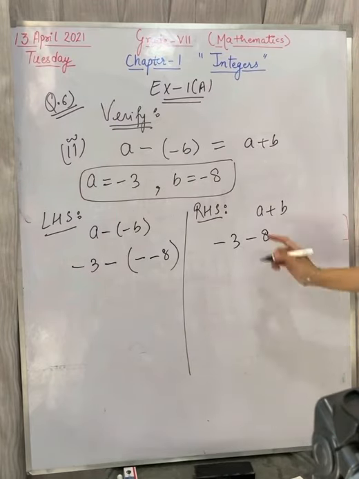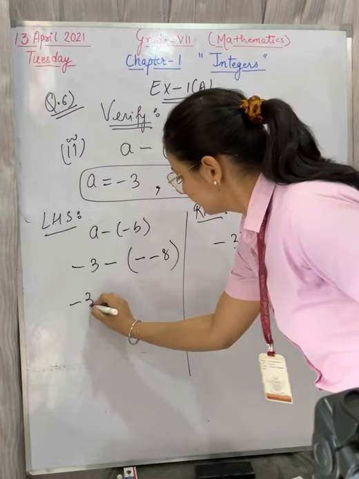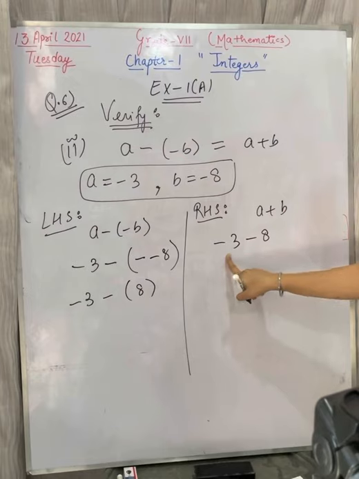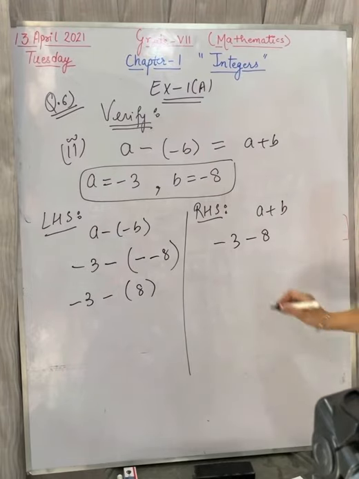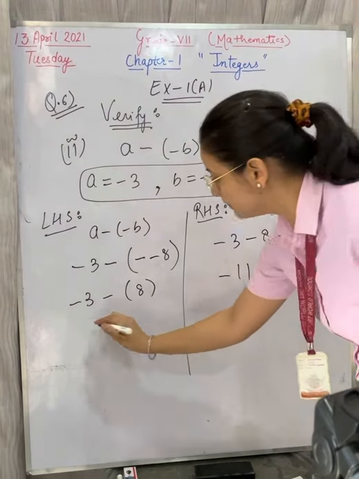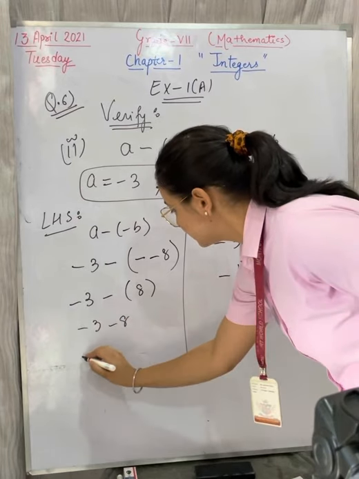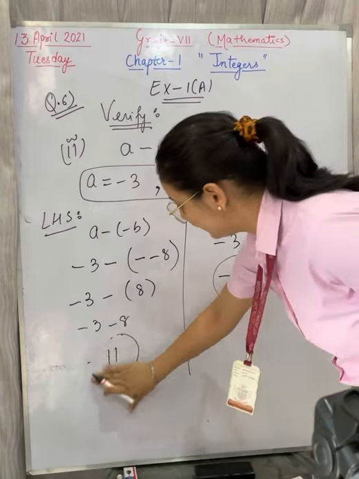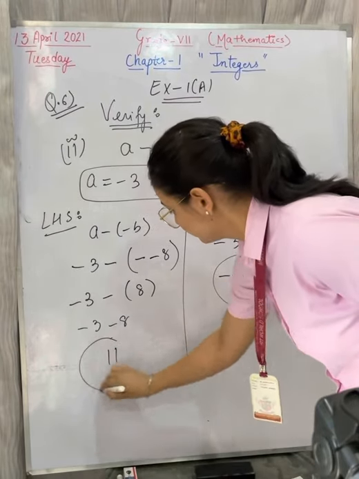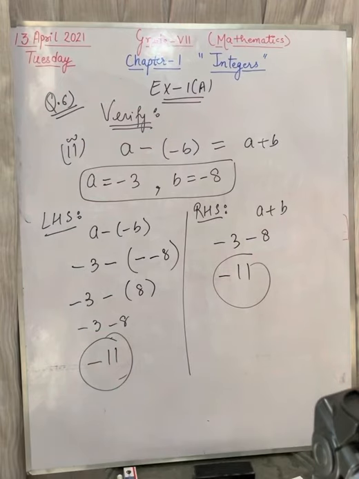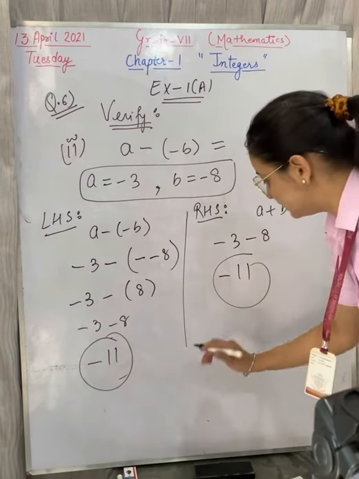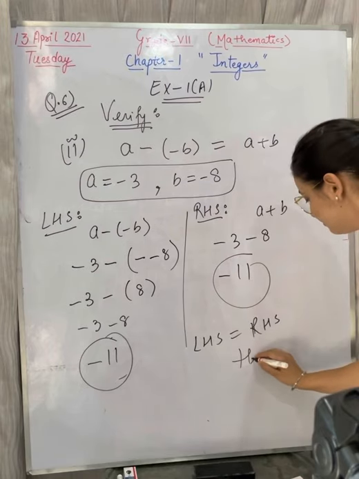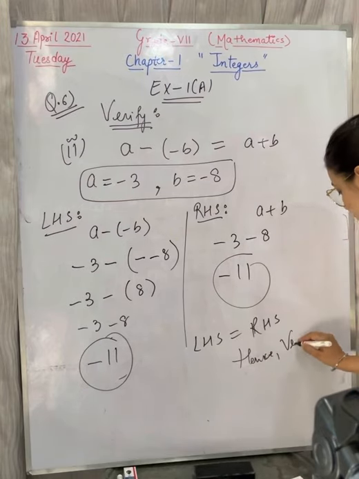Now, minus 3 minus, that gives plus 8. And here minus 3 minus 8 is how much? Minus 11. I'm going to open the bracket: minus 3 minus 8 is equal to minus 11. Are these both equal? Left hand side and right hand side are the same or not? Both are the same, minus 11, minus 11. So at the last you can say that left hand side is equal to right hand side and hence verified.